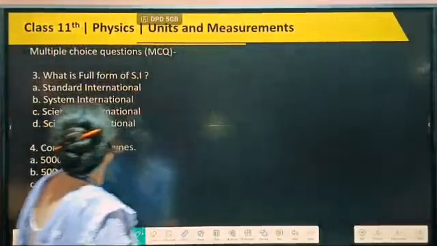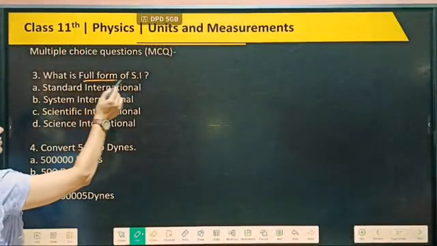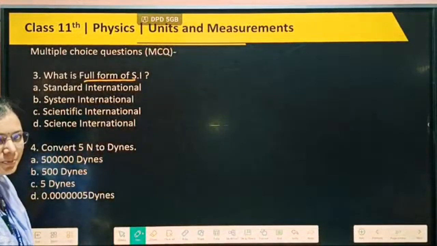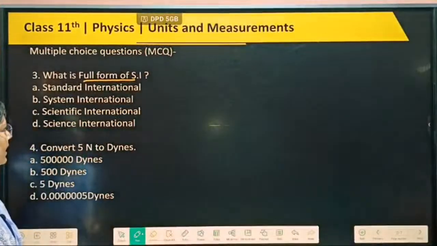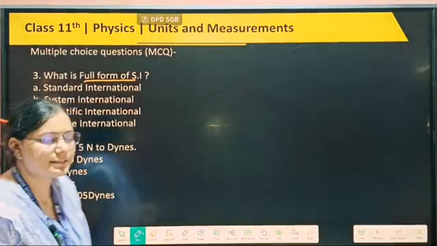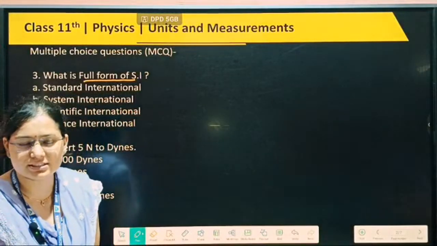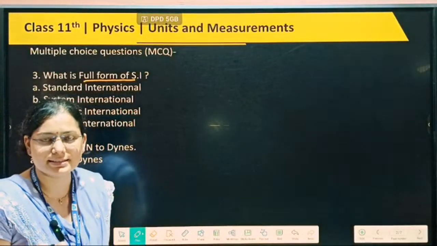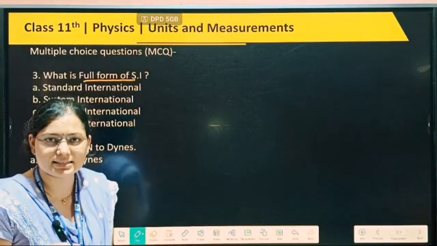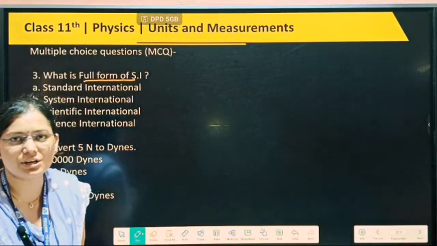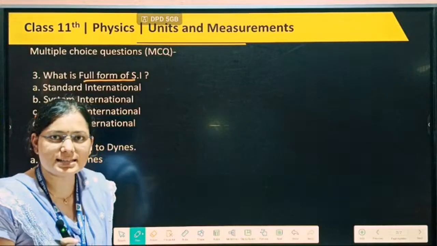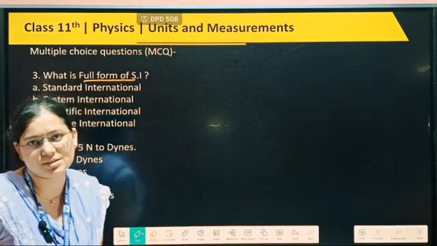Now the next question: what is the full form of SI? I told you, beta, the full form of SI is Système International. What is the need of SI? There are different systems of units, like MKS, CGS, FPS. These are the different systems of units, but SI is different from these systems. Yes or no?